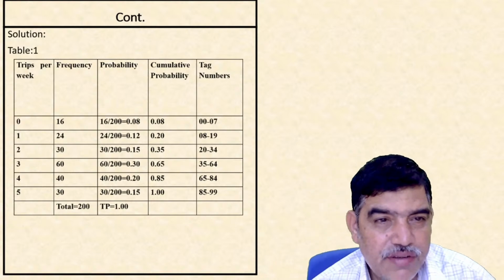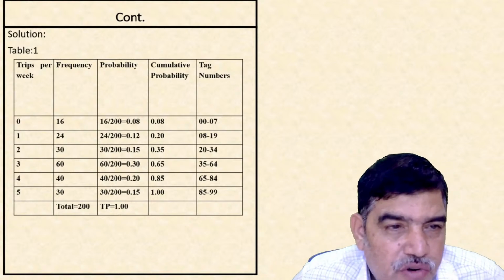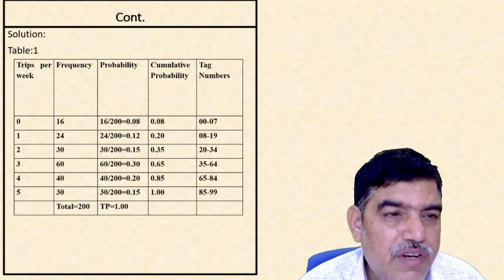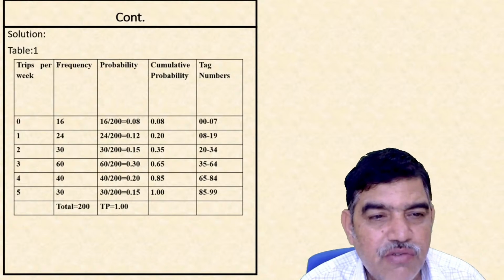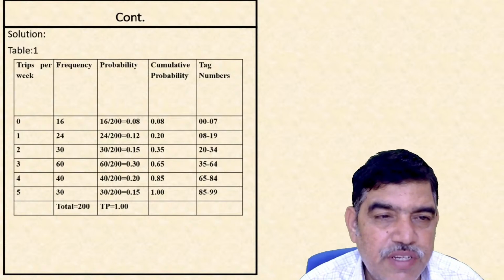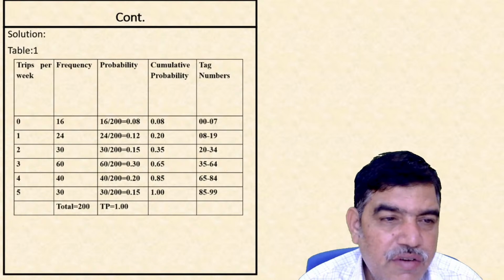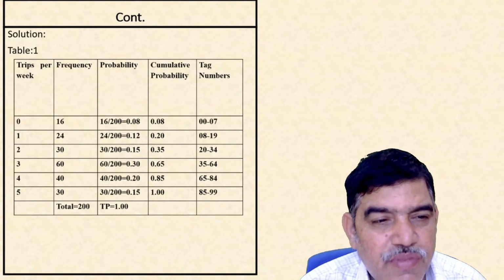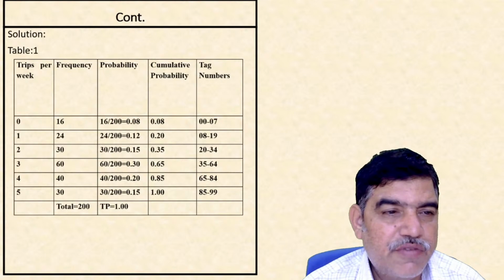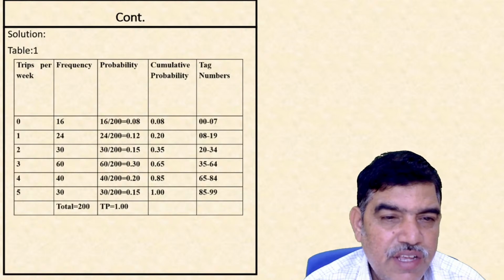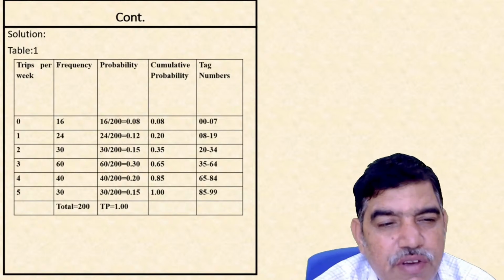Then probability. We have to calculate the probability. Total frequency is 200. Out of 200, 16 is mentioned whenever the trips per week is 0. So 16 by 200 equals 0.08. Similarly, the probability when the frequency is 24 and trips per week is 1, that is 24 divided by 200, that is 0.12. When the frequency is 30 and the trips per week is 2, we find 30 divided by 200 equal to 0.15. So in this way, we calculate the probability.